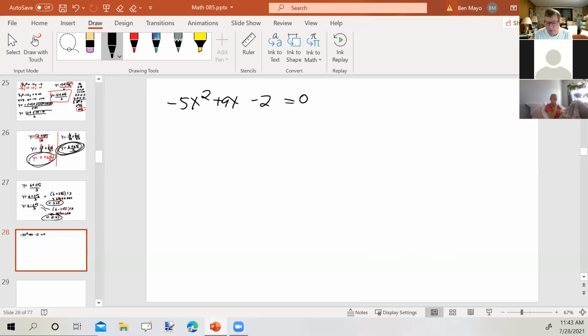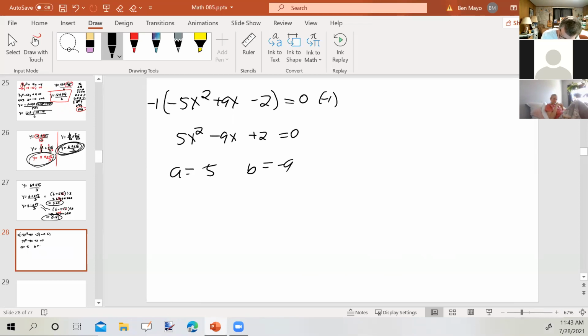I mentioned earlier that it was easier to deal with if your leading coefficient is positive. So what I could do here is I could multiply both sides by -1. That would give me 5x squared minus 9x plus 2 equals 0. So now A is 5, B is -9, and C is 2. And then from there, I can plug that in to use the quadratic formula.